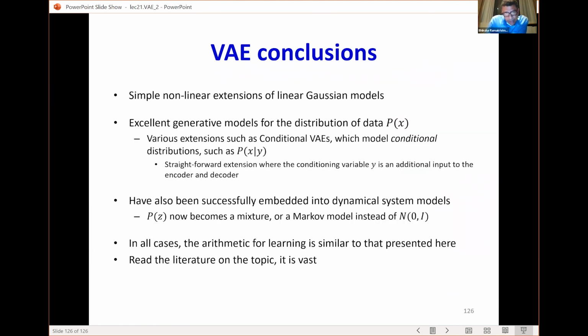So in conclusion, VAEs are simple nonlinear extensions of linear Gaussian models. They're excellent generative models for the distribution of our data. There are various extensions such as conditional VAEs, which model conditional distributions like P of x given y. They can also be embedded into dynamical system models like Markov models. In all cases, the arithmetic for learning is very similar to that presented here and is actually very simple, similar to simply training an autoencoder, and works really well. So I'll stop right here.